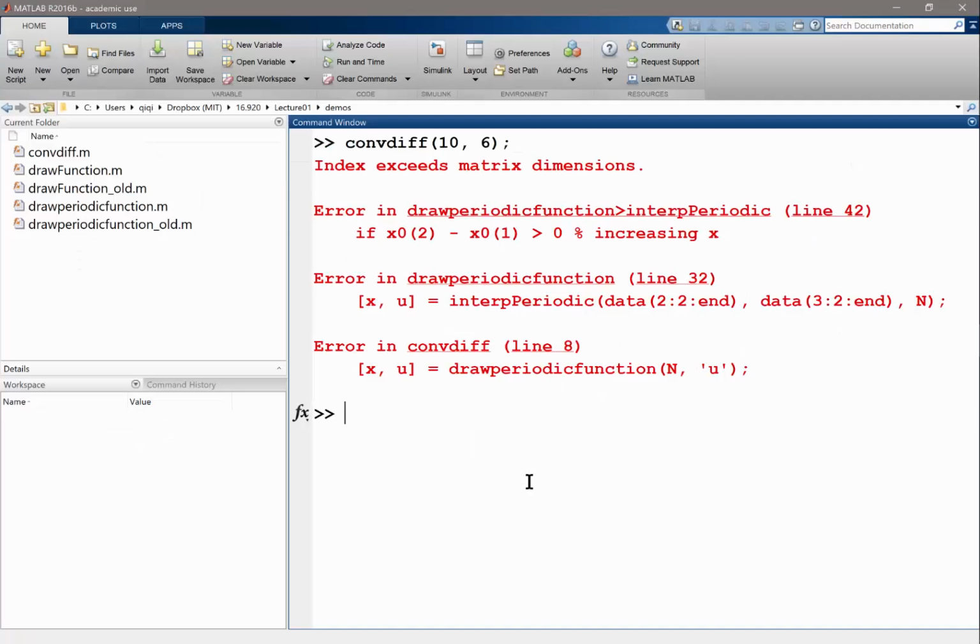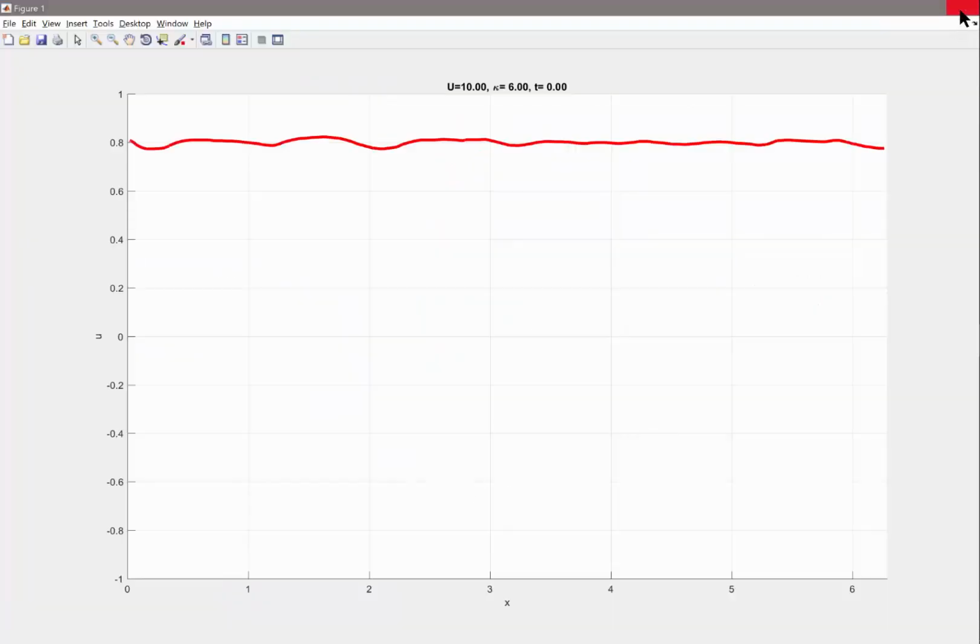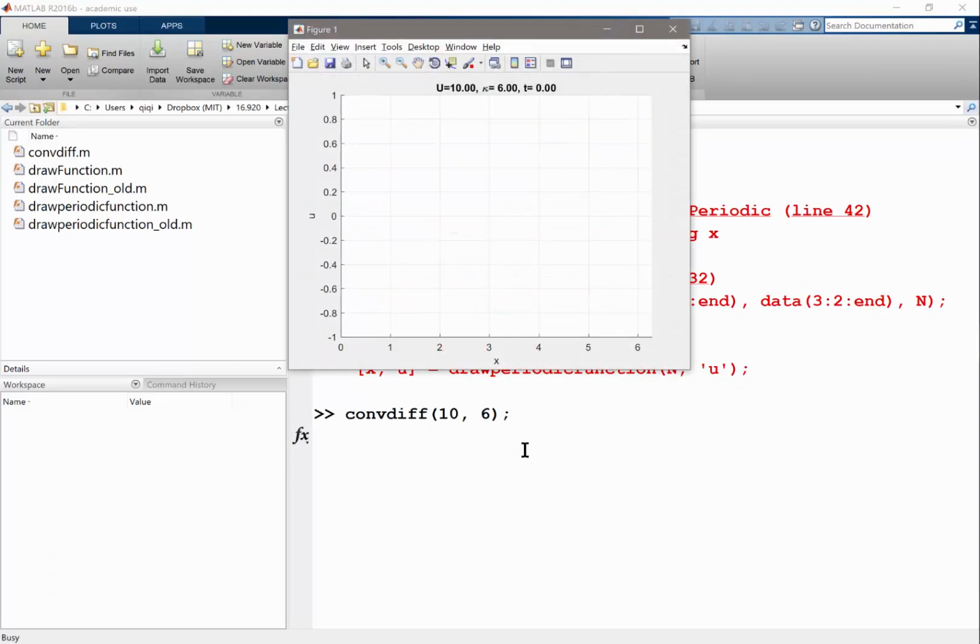Did it go? Oh, I get an error. Index exceeds matrix dimension. Okay, I need to debug something. Okay, I'll debug this later. Would you mind coming up and drawing this again? I think there must be some conditions in how you draw the line that I didn't consider in writing the code. Okay, I'll try harder. Okay, so right now, good.